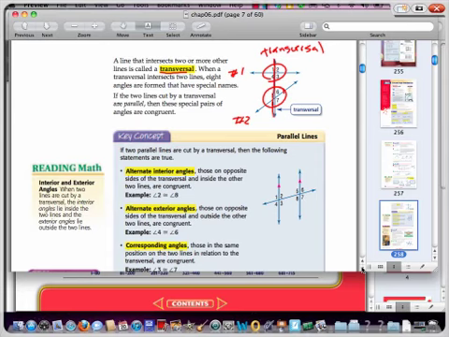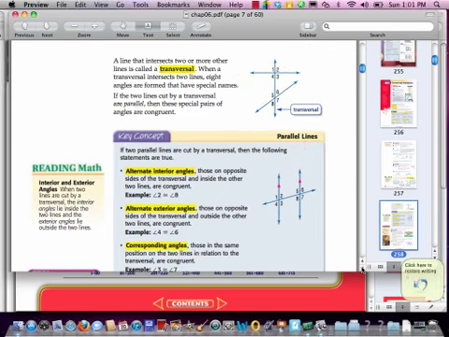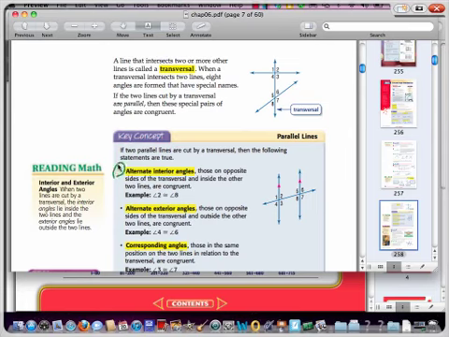And there are some special things about those different angles that we're going to talk about, especially if that transversal cuts through parallel lines. And that's what they're showing you down here. Here's my transversal. Here's my parallel lines. So we're going to take a look at those. So let's talk about some special things that go along with parallel lines and a transversal. Okay, first is something known as alternate interior angles.